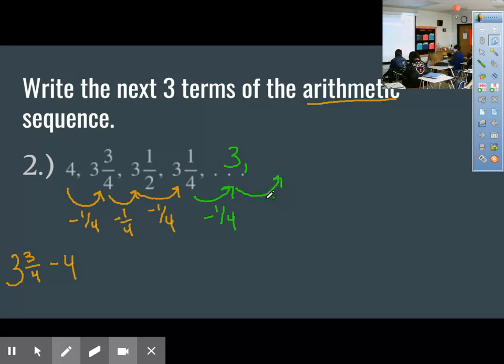Now I need to do minus 1/4. Wait, so to get to the next number, you're taking 3 3/4, and then you did minus. Yes, you're doing 3 1/4, and you're subtracting 1/4. And then they got 3. So now to get the next number, you take 3 minus 1/4. And what did you get?